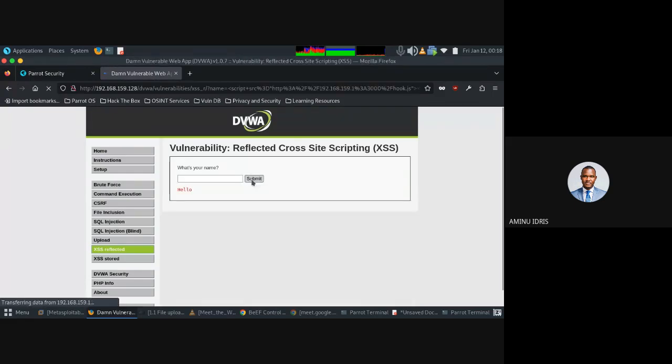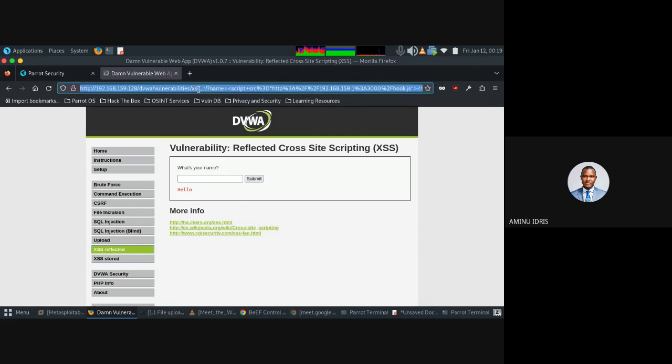Once I click on submit, I now have this URL. Normally, when you type your name, it just says hello followed by your name. But now I inject a script there instead of a name. So what will happen is that if I copy this URL, create an email and attach this URL, and try to make you click on this link, whoever clicks on it, his browser is going to get hooked. And from there, I can send malicious commands to the browser.